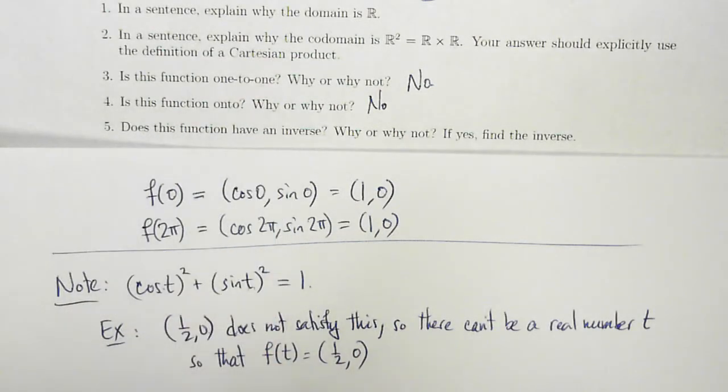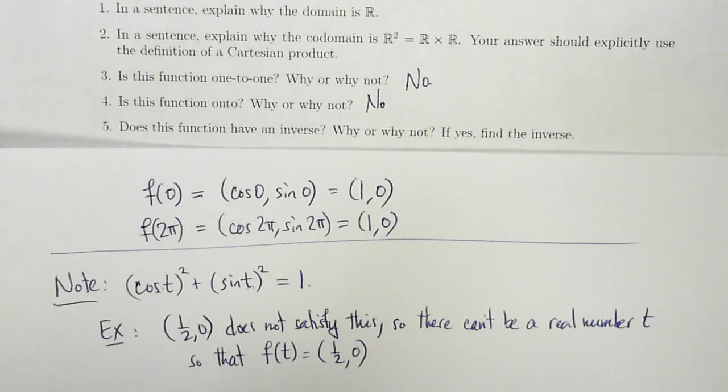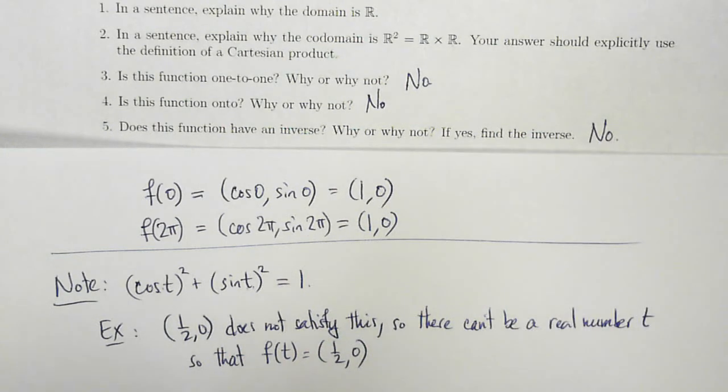5, does the function have an inverse? No. The function can only have an inverse if it is a bijection, and this one is neither 1-to-1 nor onto, so this one does not have an inverse.